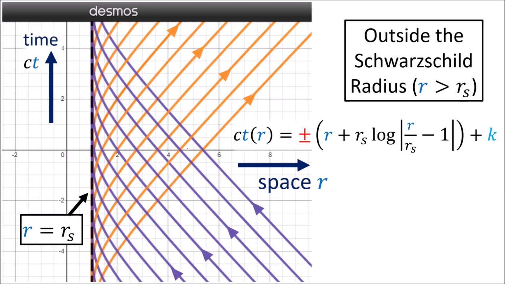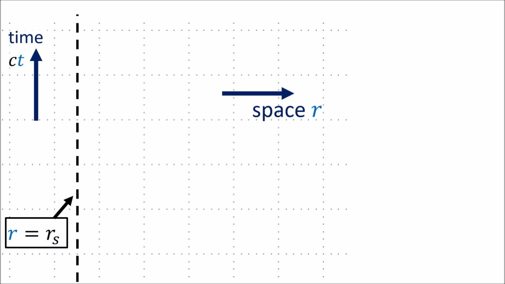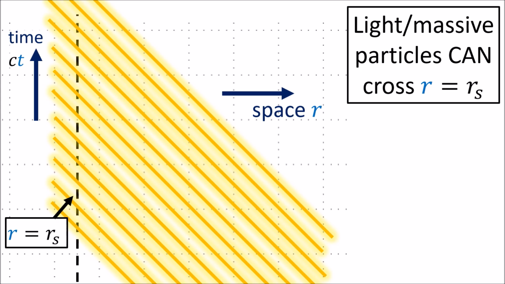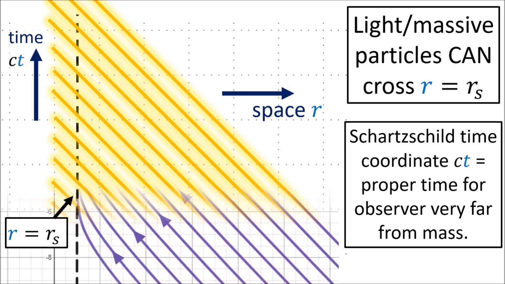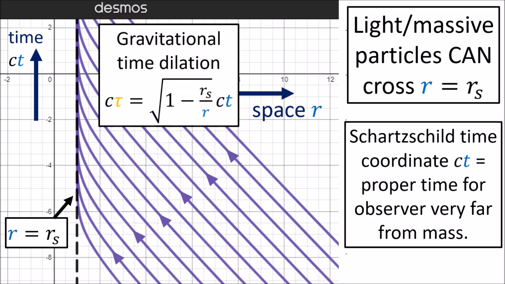So far from the Schwarzschild radius, this log part goes to 0, and these just become diagonal lines. But close to the Schwarzschild radius, the log part blows up to infinity, and it appears as though ingoing light beams never cross the horizon. However, it should be noted that light beams and massive particles can indeed cross the event horizon. It's just that the Schwarzschild time coordinate CT measures proper time for an observer very far away from the mass. And from this distant observer's perspective, nothing ever appears to cross the event horizon due to gravitational time dilation.